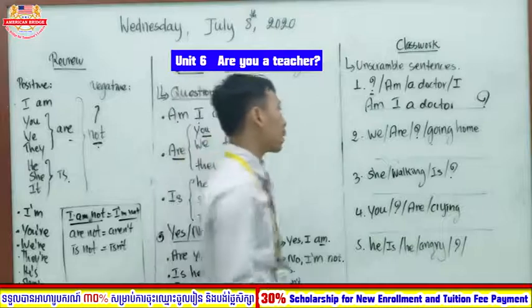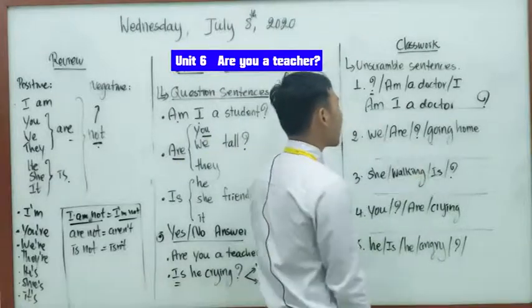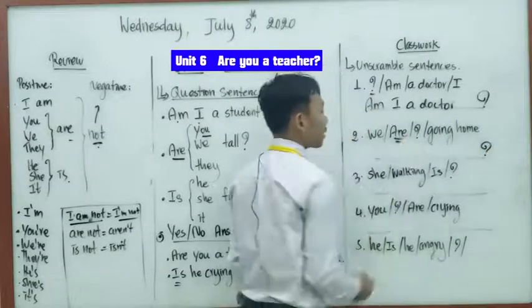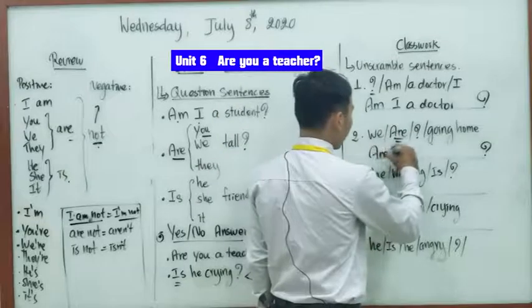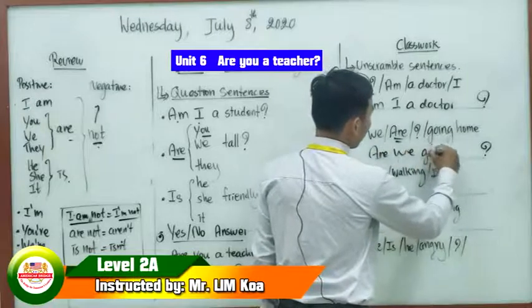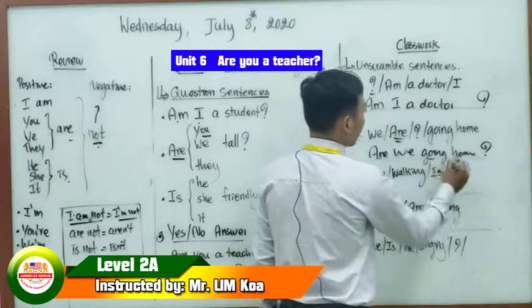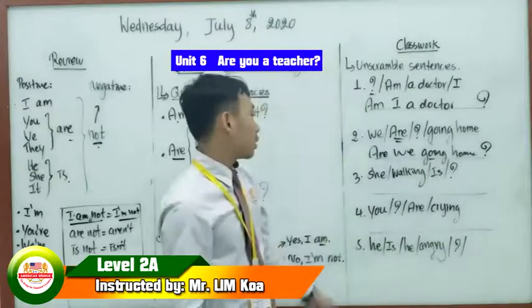Good. One more. We are going home question. So what is that? Question mark must stand at the end, right? And are here, what is that? Are here is verb be. Good. Verb be. We is the subject and going home is an object. Going here is verb ing, and home here is an object. Good. What about number 3?